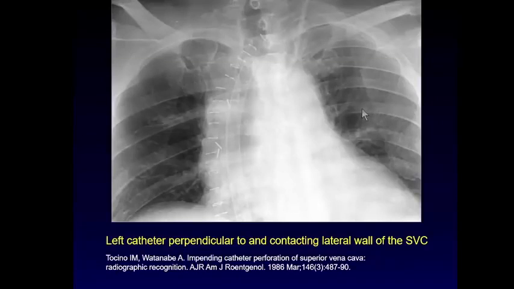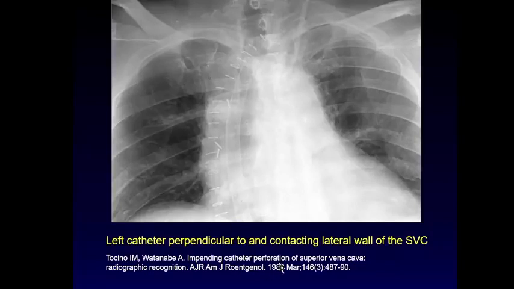Here's a relative malposition that I mentioned. Ideally, when a left-sided catheter is put in, it would go into the left innominate vein, turn inferior, and then wind up parallel to the lateral margin of the SVC. But sometimes this is what happens. The catheter gets put in, and it winds up perpendicular to and contacting the lateral wall of the SVC.